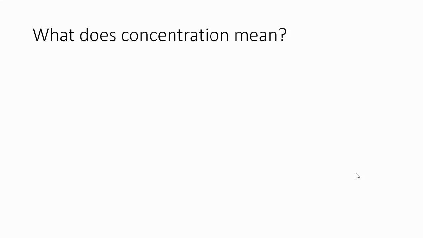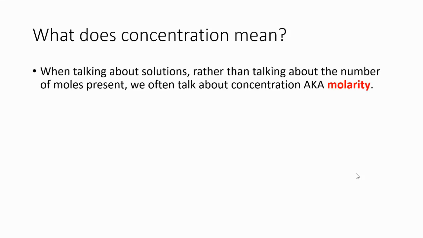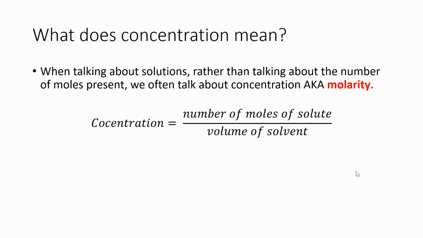So what does concentration mean? When talking about solutions, rather than talking about the number of moles present, we often talk about concentration, which in chemistry we call molarity. So concentration, or molarity, equals the number of moles of solute per volume of solvent. This is the equation that you'll often see to represent molarity. So capital M for molarity is measured in moles per litre and is represented in a formula as n over V for number of moles per volume in litres.